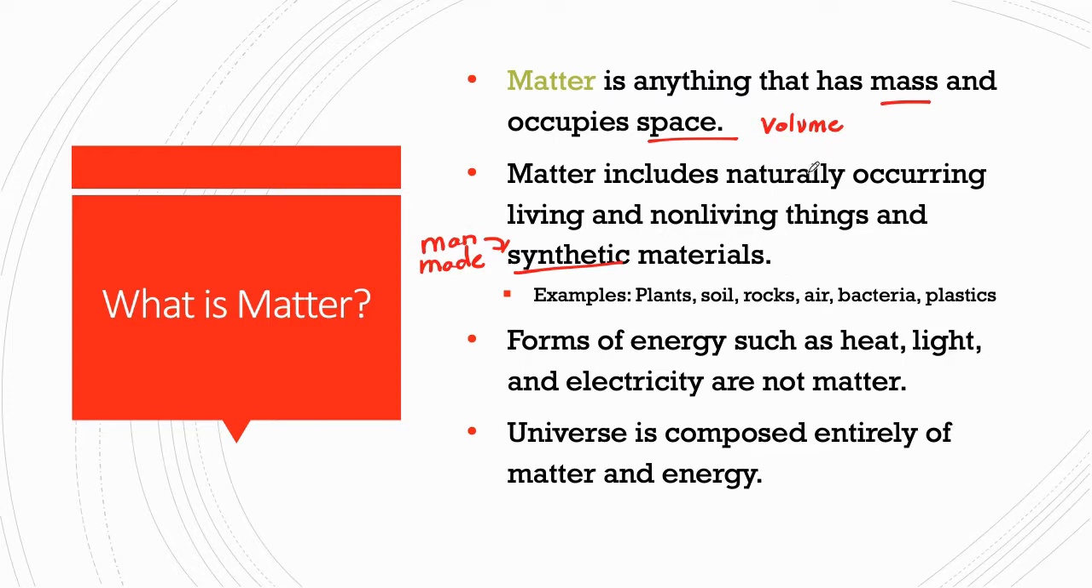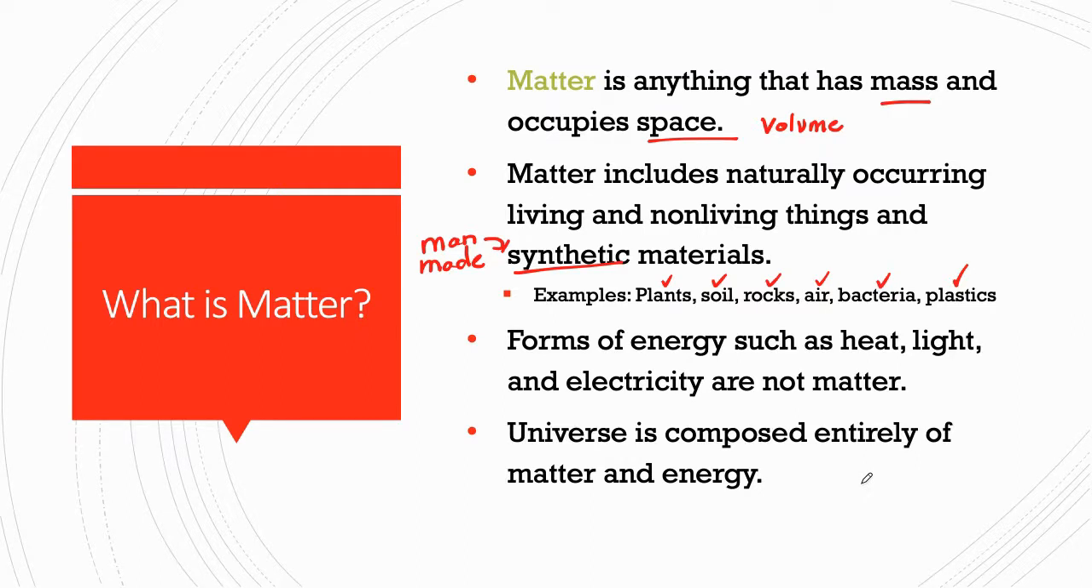If I want a naturally occurring living thing, that would be like plants or bacteria. They're naturally occurring, they're not man made, and they are living. But matter can also be naturally occurring non living, like soil or rocks or air. That's all naturally occurring, but it's a non living thing. It can also be something that's man made. A good example is something like plastics, which doesn't occur in nature. That's a synthetic product. You can see that that means that matter is pretty much anything that you come into contact with, and that is true.